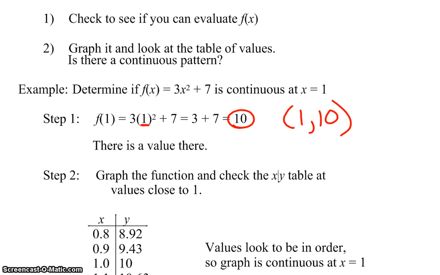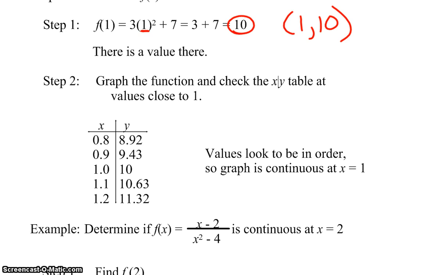Now we need to check, either graph the function or check on the table, to see if the values look like they continuously move through there. We were checking at 1. I looked at 0.8, 0.9, 1, 1.1, and 1.2. If you look at the values, you can see how they appear to be in order. So it does look like the graph is going to be continuous at x equals 1.